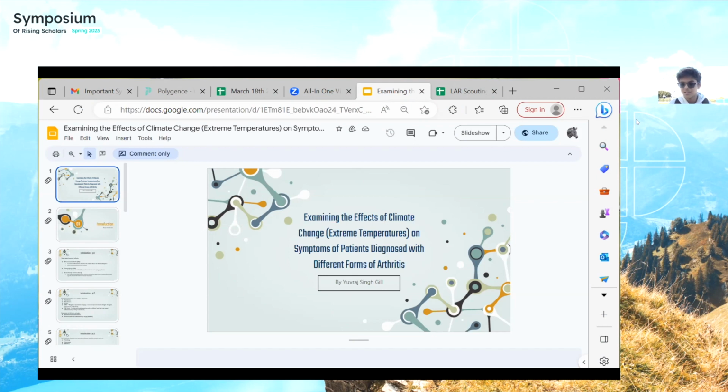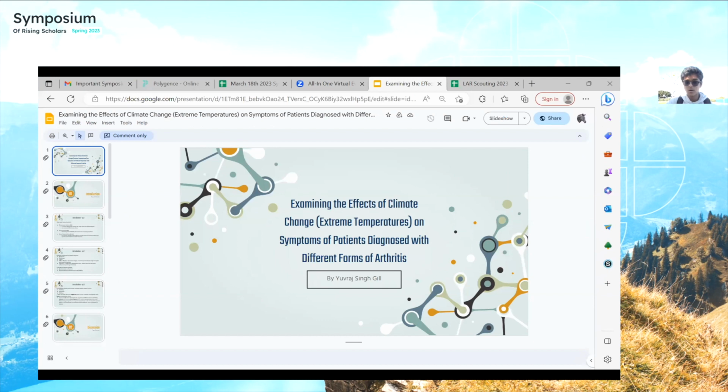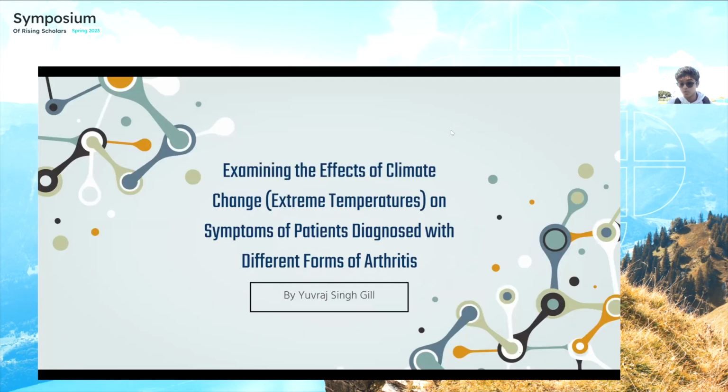My name is Yuvraj Gill, and I'll be examining the effects of climate change on the different forms of arthritis. Currently, I live in the Bay Area, but right now I'm in Los Angeles for a robotics tournament.